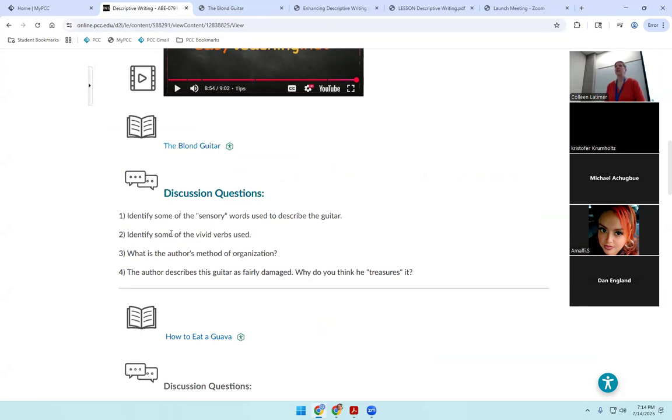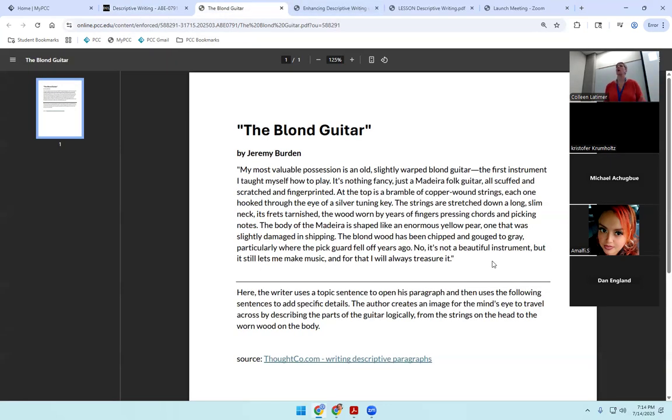Identify some of the vivid verbs used. We kind of got those. We were mixing them in with our descriptive sensory words. Some of them were vivid verbs. Can we go back and take another look? What are some of the vivid verbs? So it's an actiony thing happening.